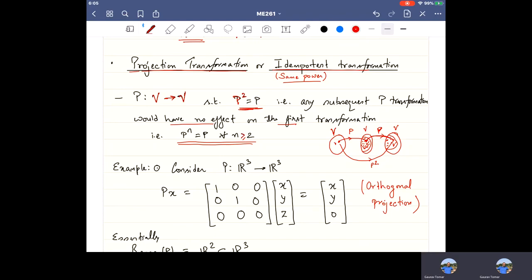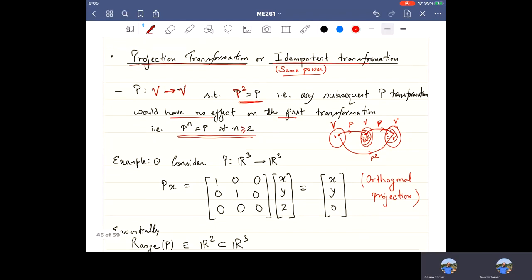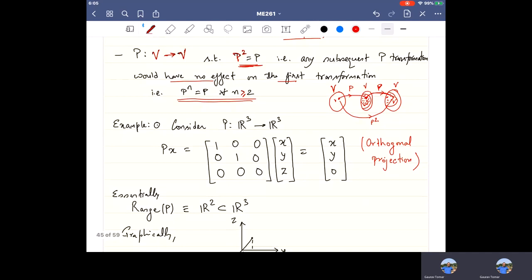Now let's try to understand this kind of transformation using an example. Let's take a projection transformation from a 3D space to a 2D space, so you're mapping a 3D space onto a plane. Sorry, it's V to V only, 3D to 3D, but as you will see, the mapping is going to bring it to a subspace of 3D. That's what we'll see. So let's define this projection P.